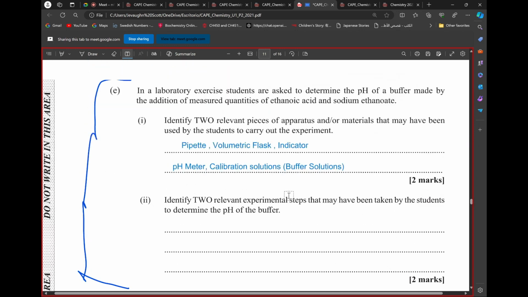Alright, identify two relevant experimental steps taken by the students to determine the pH of the buffer. Two key or relevant experimental steps, what would those be? So in the case of the pH meter, calibrating it is important. So calibration would be one. You can calibrate the pH meter, right? And if you're using a pH meter, what could you do after? Two experimental steps.